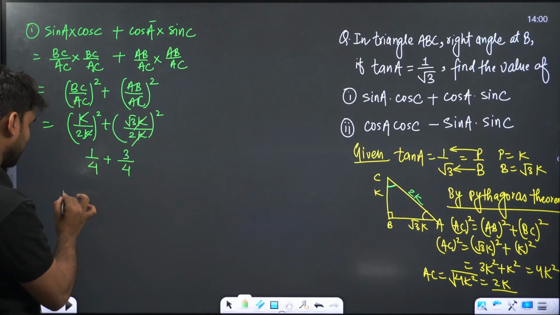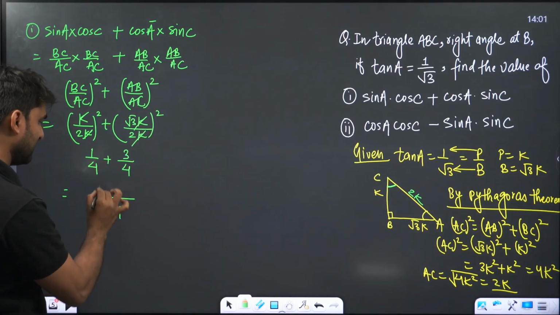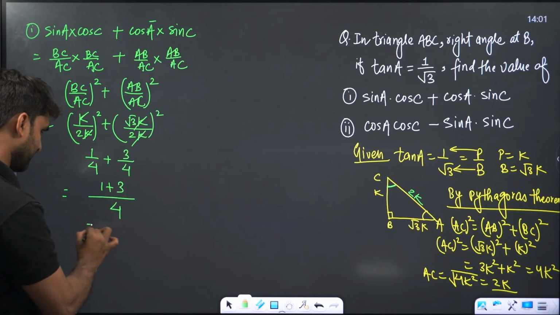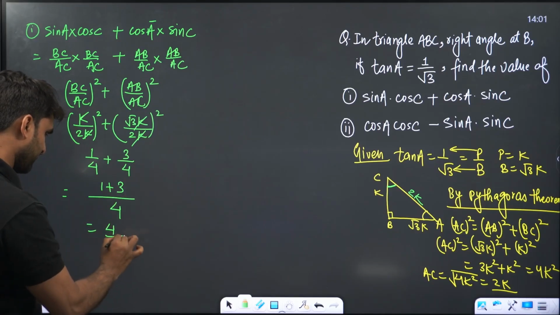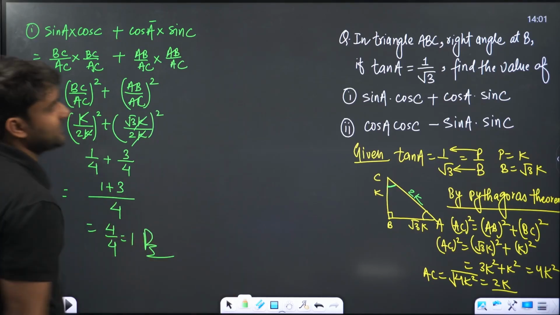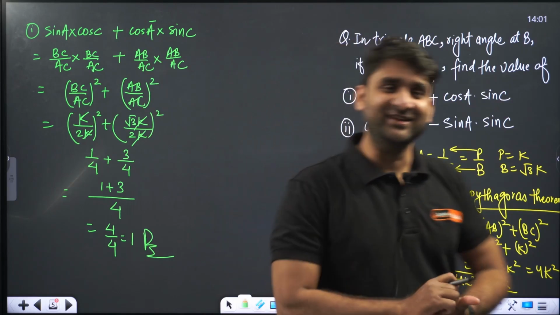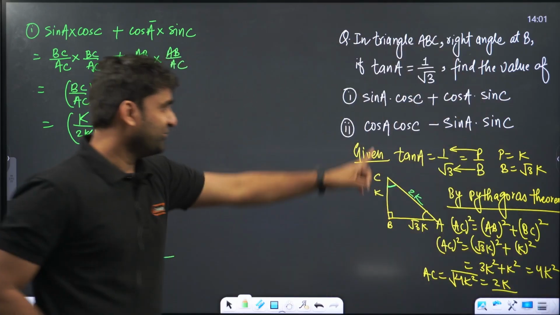Now can we take LCM here? So if you take LCM, 3 will come, and this is 1 plus 3. And 1 plus 3 is 4. 4 by 4, which is 1. This is your answer. Clear? Very easy. So we have one more question.